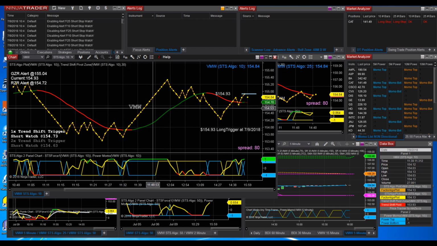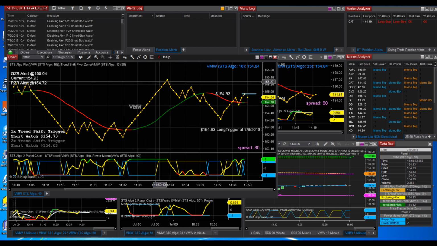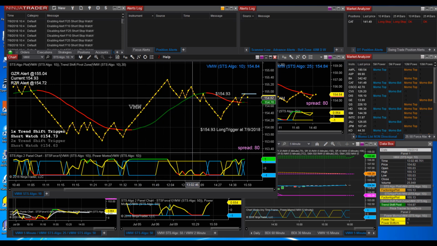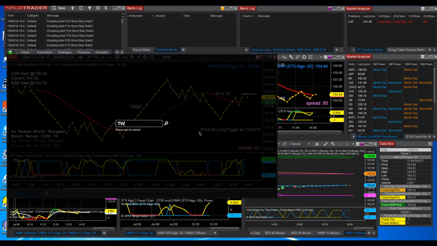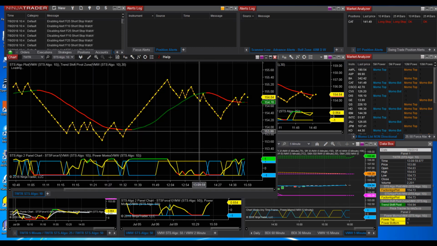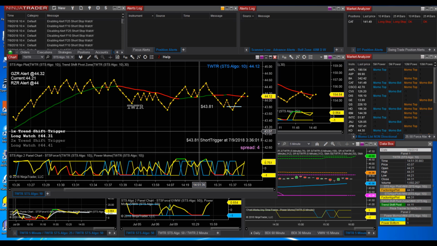And another stock that was a huge sell-off today was Twitter, and it took forever to reverse. I don't even know if we're going back far enough on this chart. Let me let it load some extra bars. Do not change these bars.